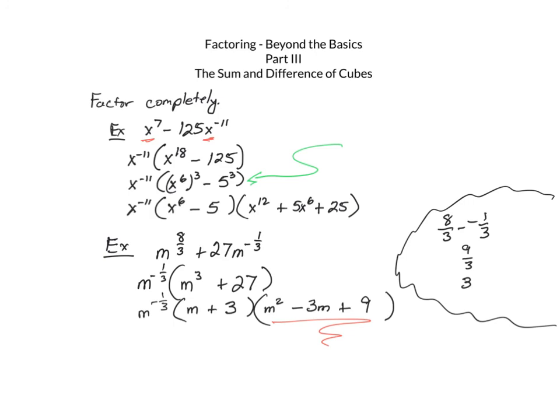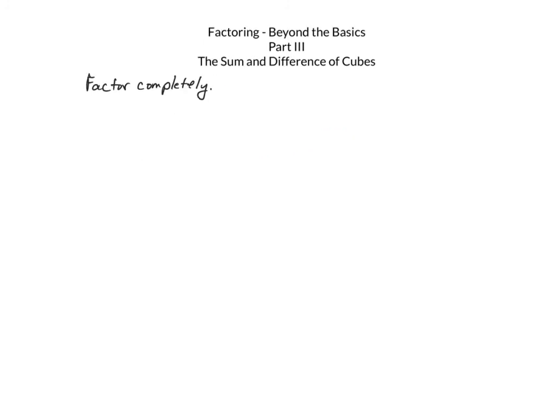I want to do one last problem for you. And here it is. 2x to the fourth plus 5x cubed minus 16x minus 40. Now, as always, we look for common factors first. There aren't any. And notice this is a 4-term polynomial. That suggests factoring by grouping. So let's do that.